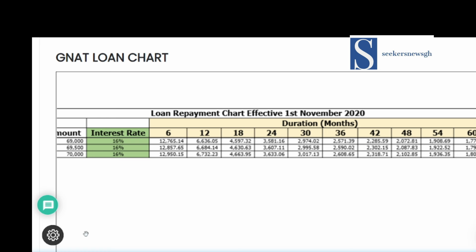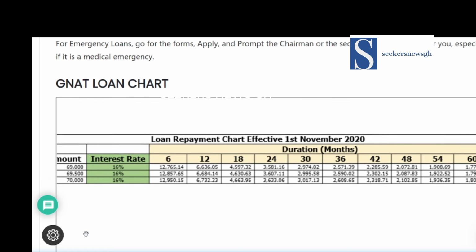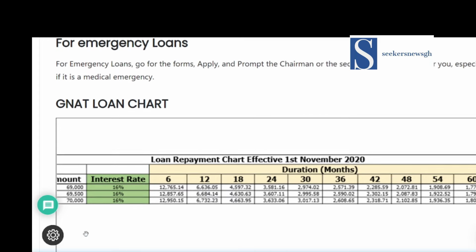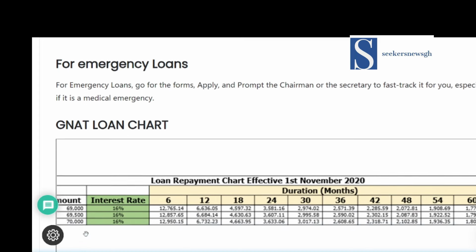Sometimes they say that the processes are too much. You have to pass through a whole lot of people before you get it. So people quickly go to other credit unions. But you should know that this interest rate is one of the cheapest you can get. Gnat's loan interest rate is 12%. We showed you in the previous video. CCTGH, we have shown you that one too. So you can scroll through the videos and look at it.